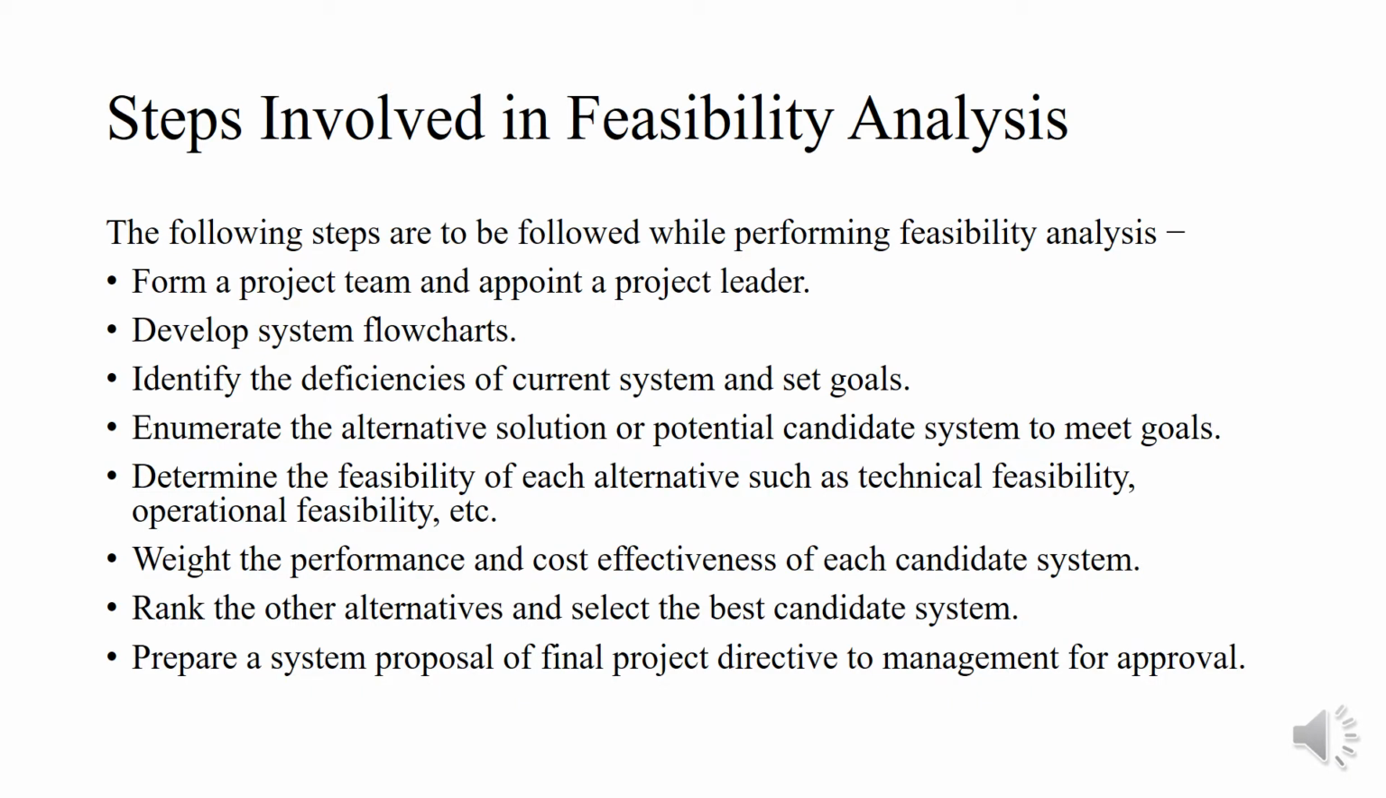There are steps involved in feasibility analysis. Form a project team first and appoint a project leader. Develop system flowcharts. Identify the deficiencies of the current system. Enumerate the alternative solutions. Determine the feasibility of each alternative. Weigh the performance and the cost effectiveness. Rank the alternatives and prepare a system proposal of final project directive to management for approval.